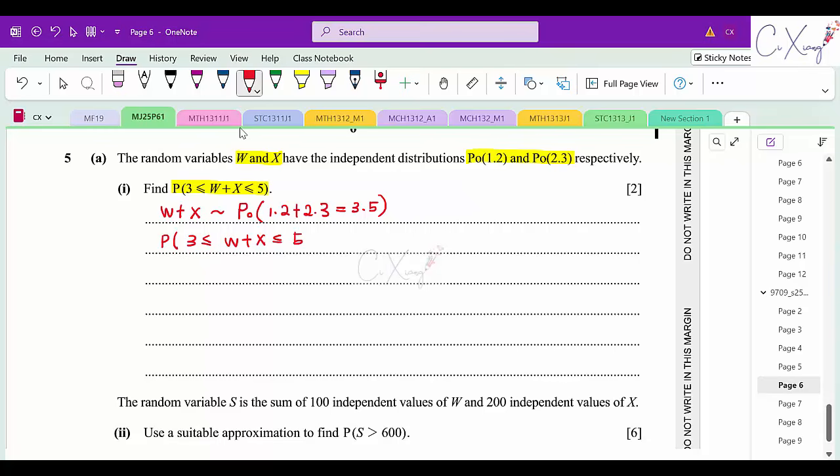That means when W plus X equals 3, the formula is e to the negative lambda, then lambda power 3 divided by 3 factorial. Then W plus X equals 4 will be lambda power 4 divided by 4 factorial. And also W plus X equals 5, so lambda power 5 divided by 5 factorial. Okay, so this is the formula for the Poisson distribution. Try pressing the calculator. Of course, you will get a very long value. Then please cut it short to 3 significant figures for your final answer. By right, it should be 0.537.